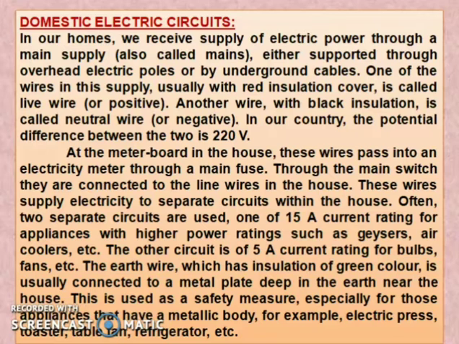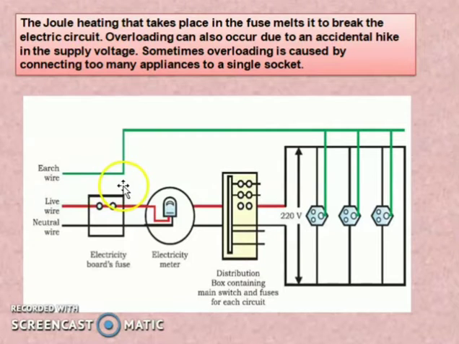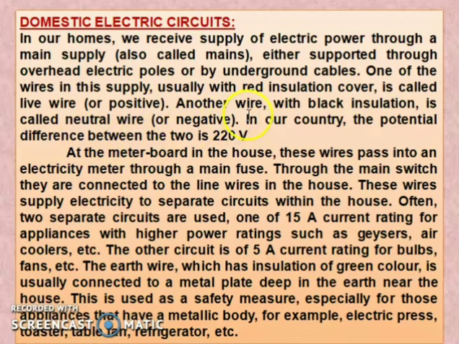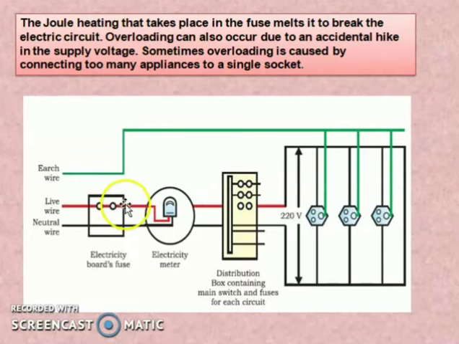So you can see the diagram. In this diagram, this one is the live wire, the black one is the neutral wire, and green is the earth wire. So the black insulator is called neutral, and the red insulator is what we call the live wire. This is a diagram of the electric circuit.